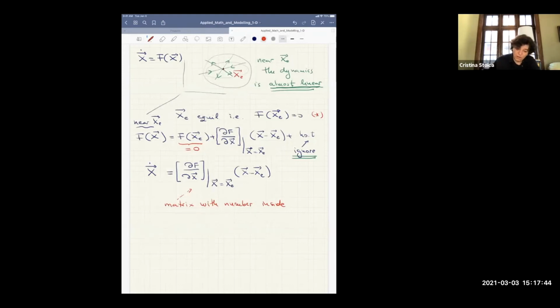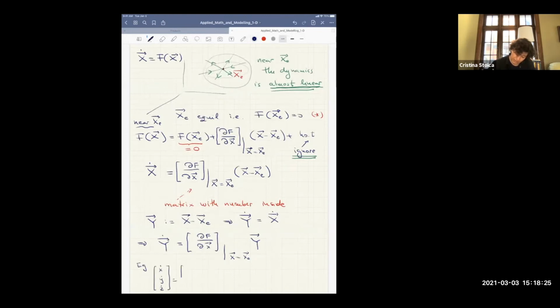Okay, so now I'm going to do one more step. I'm going to say, let y be x minus XC. It's exactly what we did in 2D systems, right? And if we introduce this shift, then y dot will be x dot. And then we're going to end up with the system y dot equals this matrix at x equals XC times y, okay? So if you want something like, for example, x, y, z dots, that would be the y dot, okay? Equals 2, 7, -1, 3, I'm just putting some numbers here.